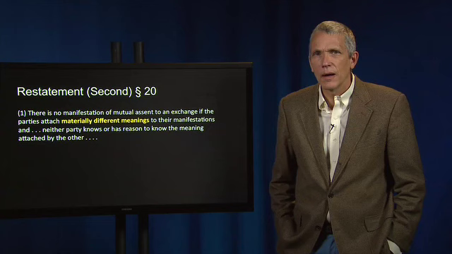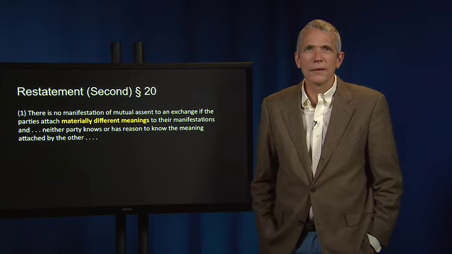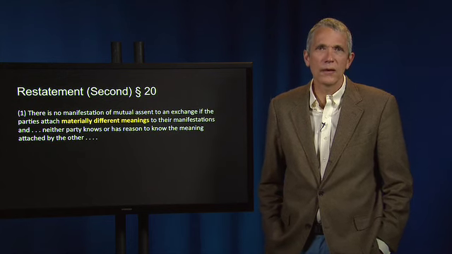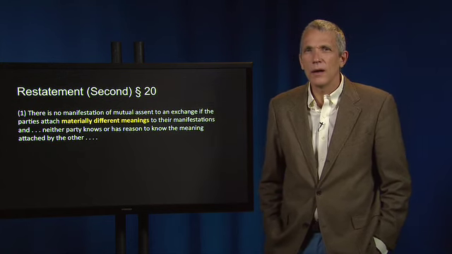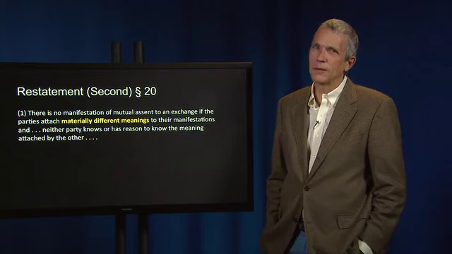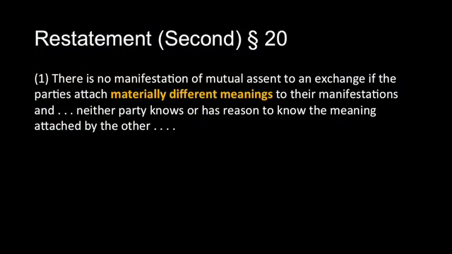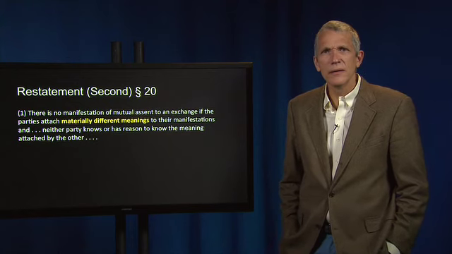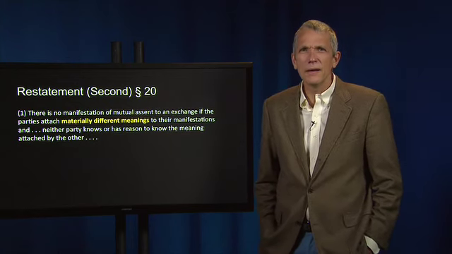The doctrine about meeting of the minds has been enshrined in Section 20 of the Second Restatement. Subsection 1 deals with cases like Peerless. If there's an important ambiguous term in the contract and neither party knows, or each party knows, that it is ambiguous, and the other party is thinking of a different meaning, then there is no mutual assent, and so there's no contract. This can be thought of as the Peerless case in another sense.